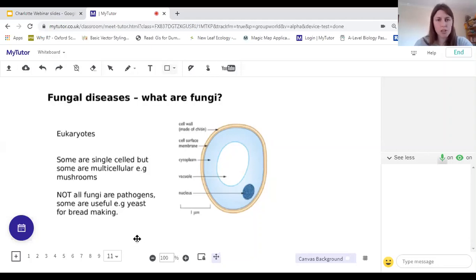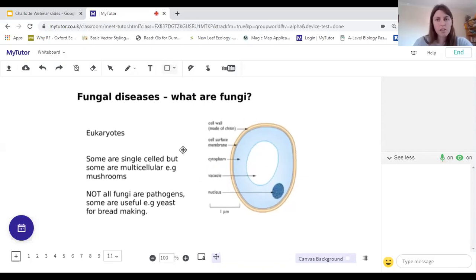Okay, let's move on to fungi. So what are fungi? So fungi are eukaryotes as well. So we talked about that. They have a nucleus that contains their genetic material, unlike prokaryotes, like bacteria. Some fungi are single-celled, they only have one cell for the whole organism, but some are multicellular, e.g. mushrooms are a fungus. They have lots of cells.